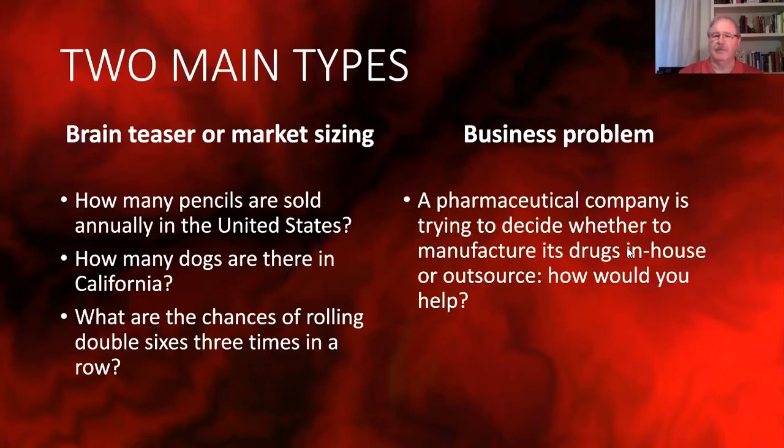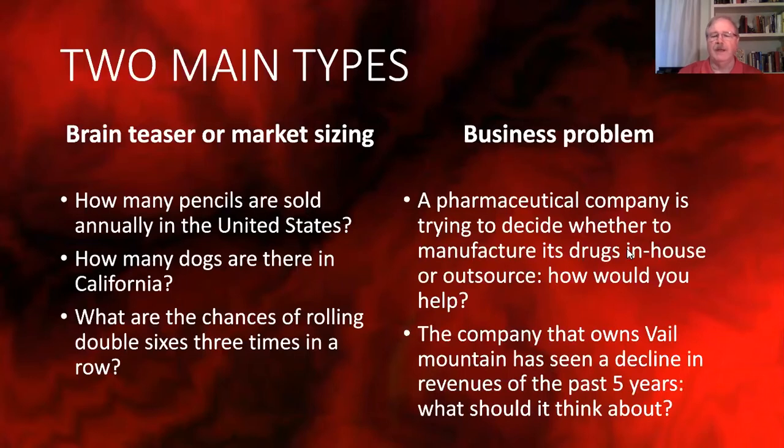A business problem would be something along these lines. A pharmaceutical company is trying to decide whether to manufacture its drugs in-house or outsource. How would you help? The company that owns Vail Mountain has seen a decline in revenues for the past 5 years. What should it think about?